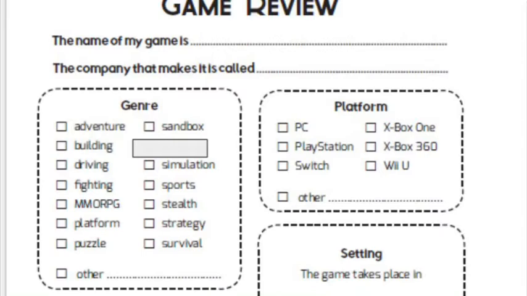And then on the right, you want to put the platform. Where do you play it? Do you play it on the PC, on a PlayStation, Xbox, or something different? Check mark that so that you have that for when you go to write.